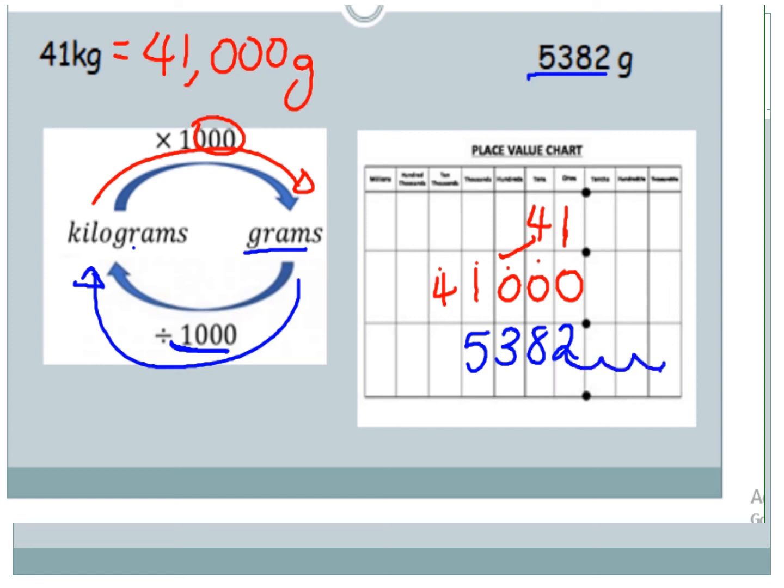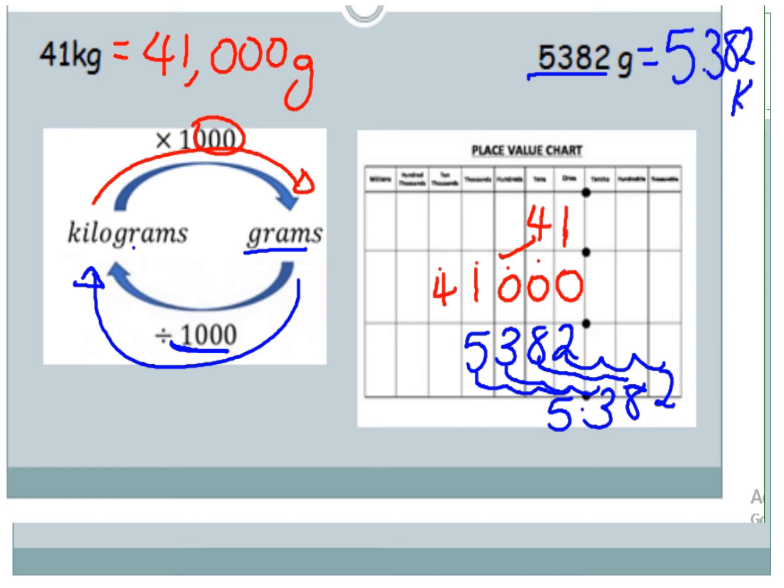1, 2, 3. 1, 2, 3. And the decimal place stays where it is. So 5,382 grams equals 5.382 kilograms. So well done if you got that correct.